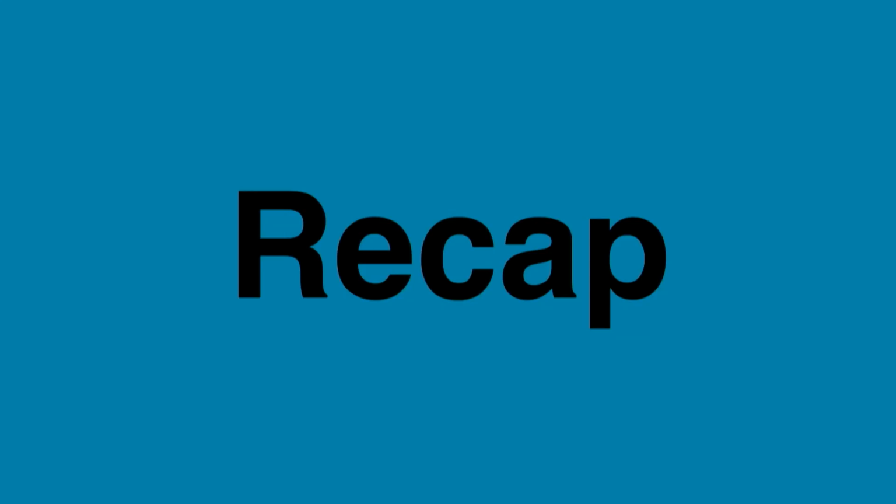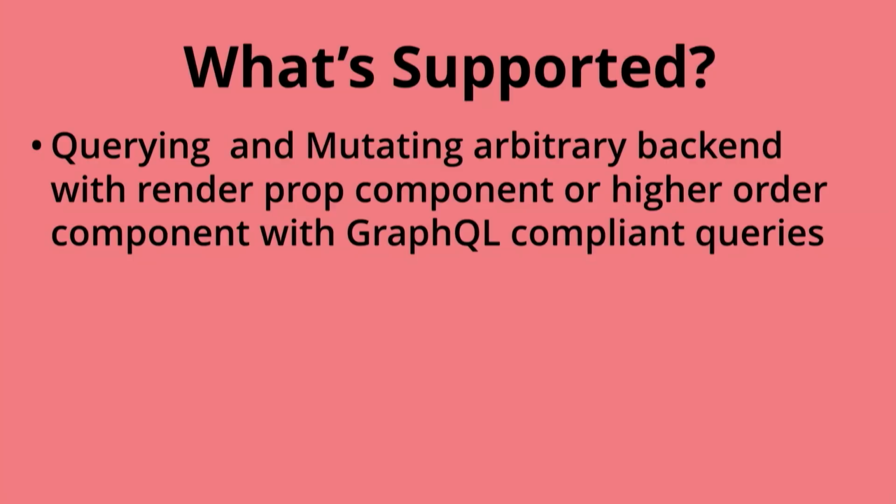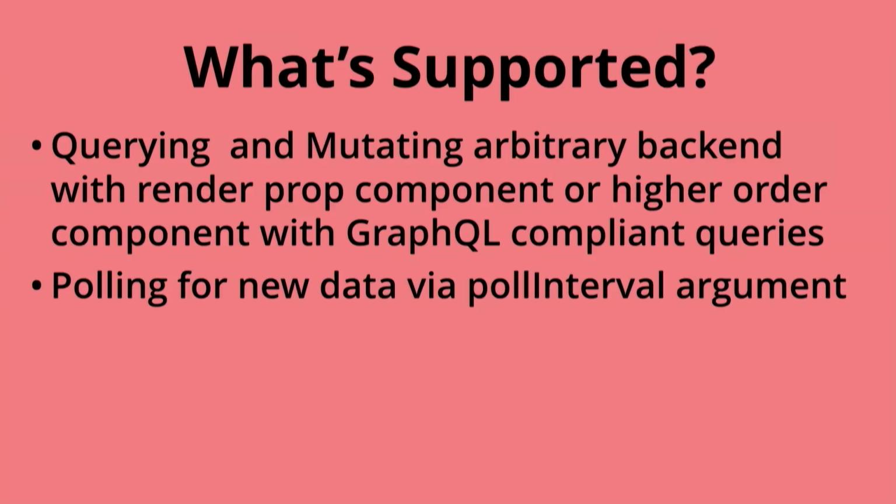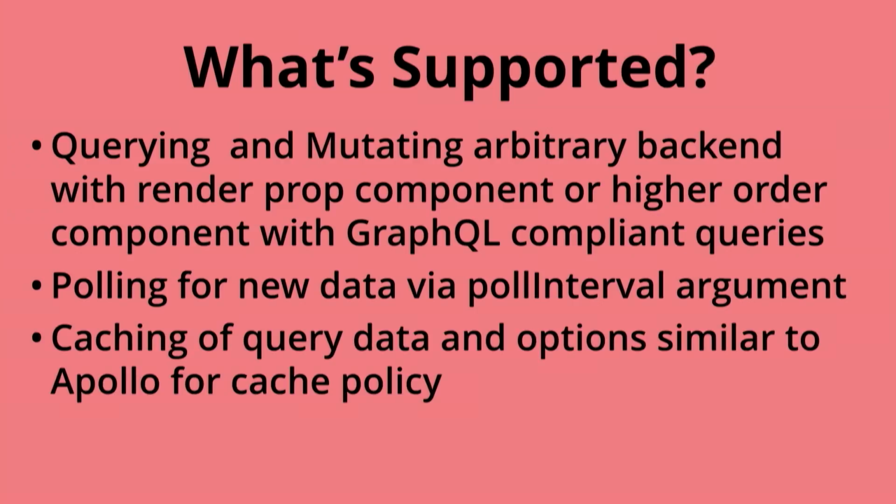Okay, so I'll just now briefly recap what is currently supported. You can query and mutate any arbitrary backend using render props or higher order components. Every query is GraphQL compliant, or it will fail. Polling for new data with a follow interval, which I've generally found works in most cases, or stale data, like was mentioned before. Stale data is generally okay for a lot of things. Similar caching options to Apollo. Caching data, you can read and write from the cache soon. I'd say it's supported now.